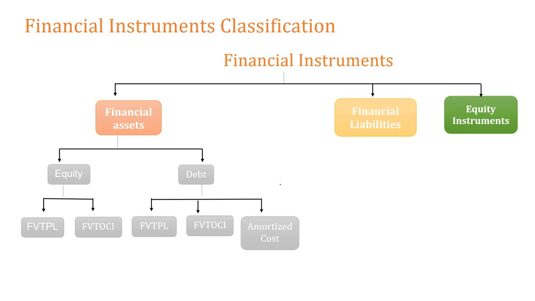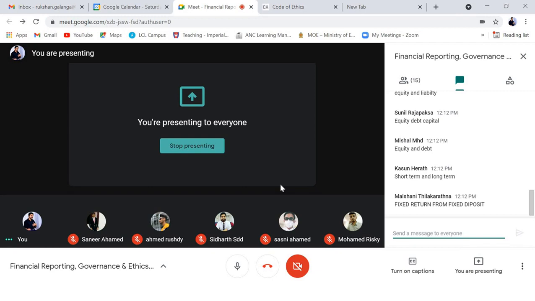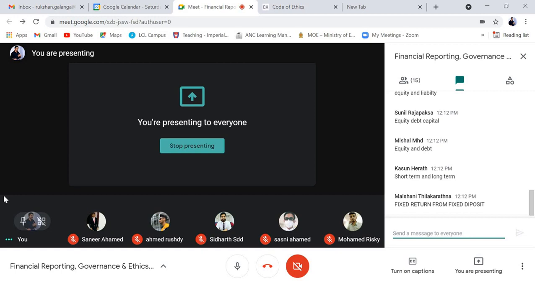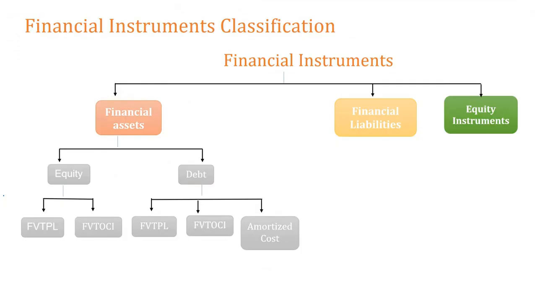If we look at this financial asset category, I'm talking about the third layer, the final layer. How many main types are there? If you look at this last layer, how many main categories can you identify? Commonly, it has been divided into how many categories? Yes, three categories. What are those? Fair value through P&L, fair value through OCI, and amortized cost. Clear? Finish, done. Right?